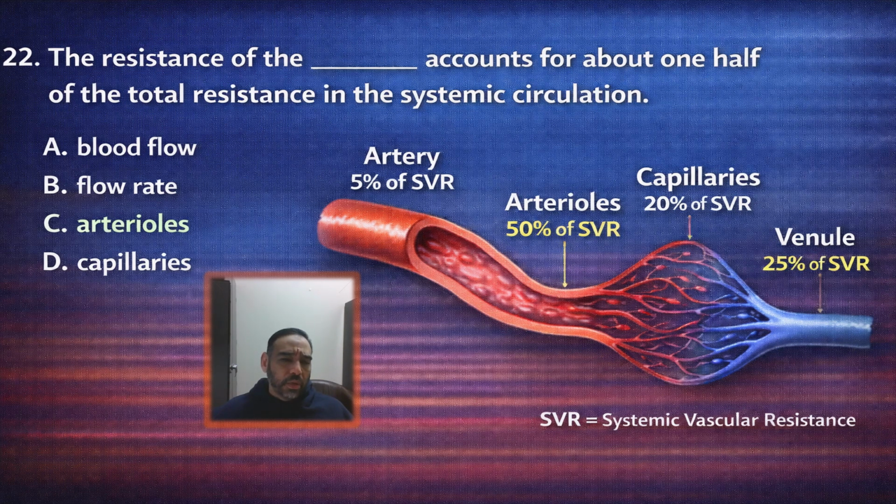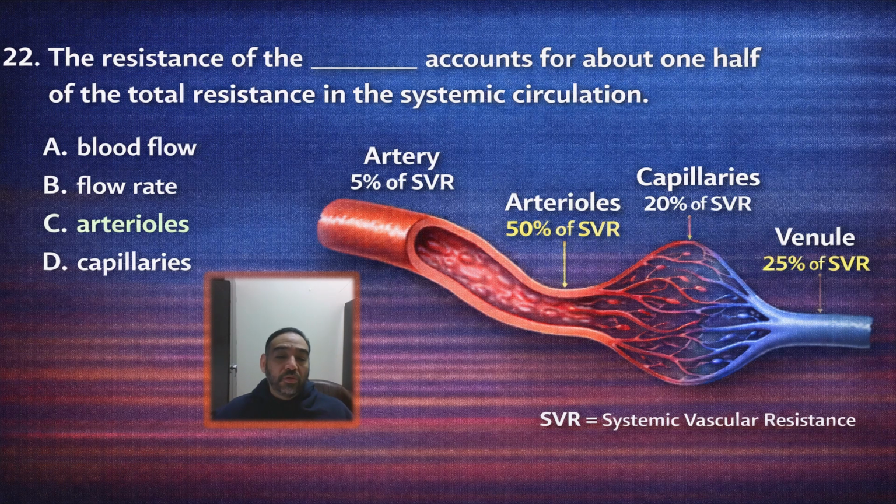And so why are the other answers wrong? The first one, A, says blood flow. Blood flow is not a structure. It's just a result of pressure divided by resistance, and you can't assign resistance to blood flow. The second one, B, is flow rate. Flow rate is a measurement. It's not a vessel. Resistance affects flow rate, not the other way around.